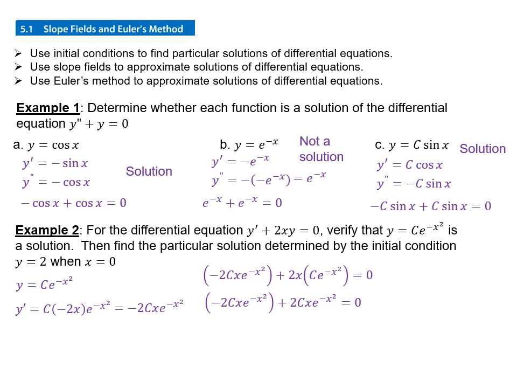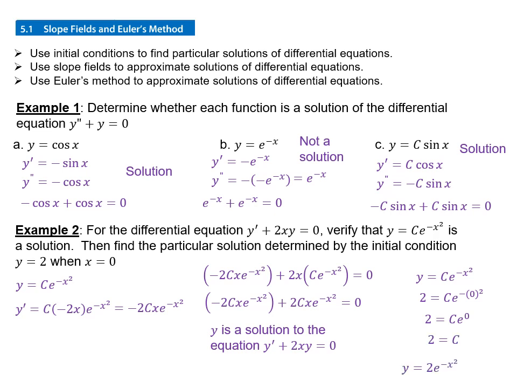The first, don't have to do any simplifying. The second gets us 2cx e to the negative x squared. They're the same, just opposite signs, so yeah, that is a solution. Y is a solution to it. And now we plug in 2 for y and 0 for x, and so that gets us 2 equals c e to the negative 0 squared, so that's e to the 0, which is 1, so c is 2. So y equals 2 e to the negative x squared.